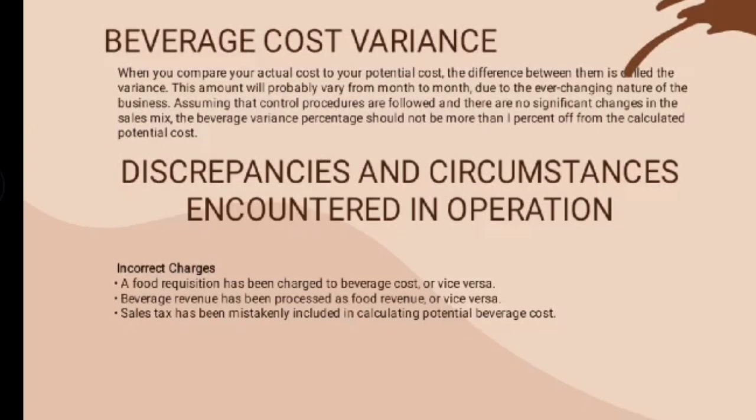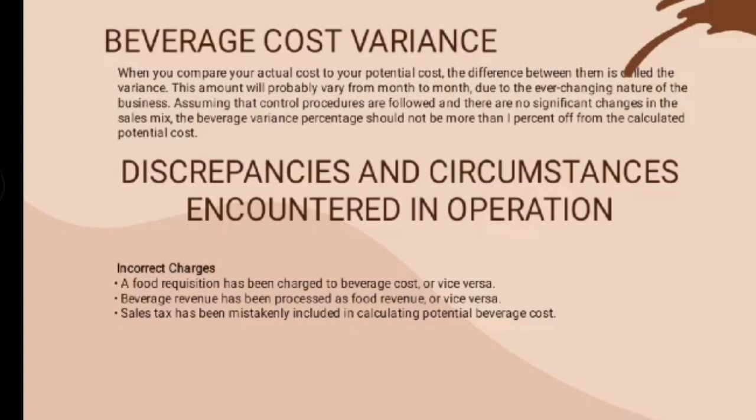So the next is the beverage cost variance. When you compare your actual cost to your potential cost, the difference between them is called variance. This amount will probably vary from month to month due to the ever-changing nature of the business. Assuming that control procedures are followed and there are no significant changes in the sales mix, the beverage variance percentage should not be more than one percent off from the calculated potential cost.